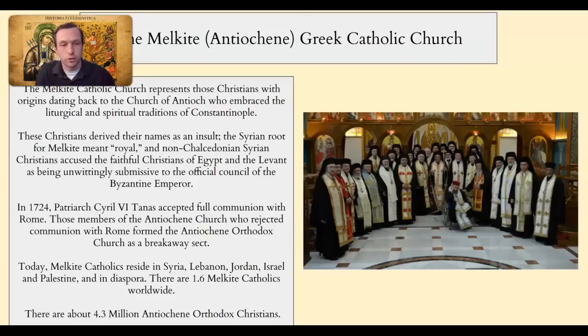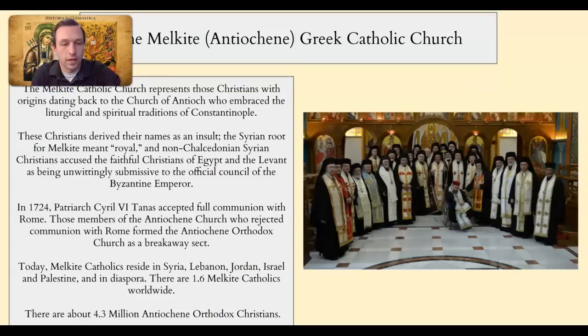You want to be free to believe the truth, not error. And so the Melkites were, this term was a slur because they were seen as being like traitors to the Syriac people and the Syriac church and embracing Constantinople instead. In 1724, Patriarch Cyril VI Tanas accepted full communion with Rome.